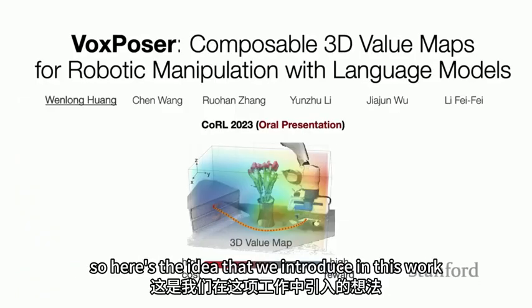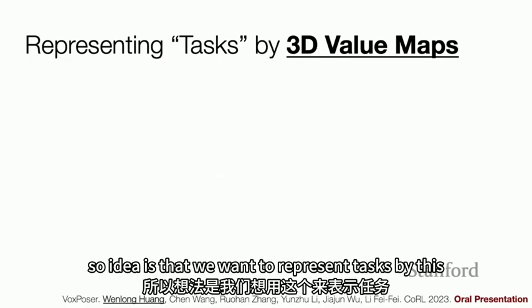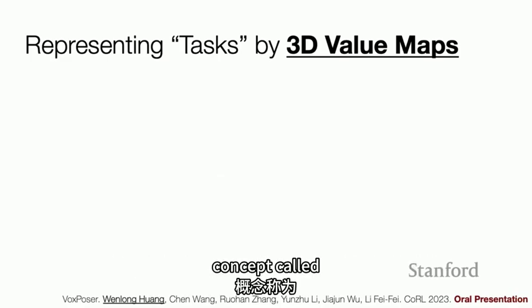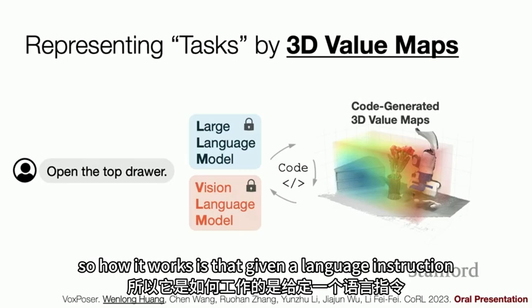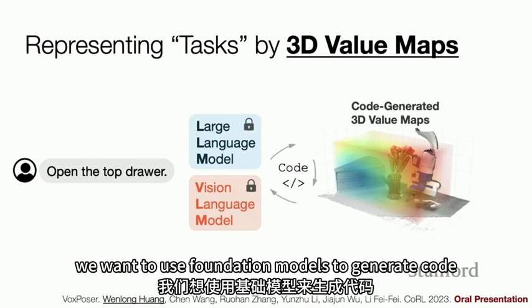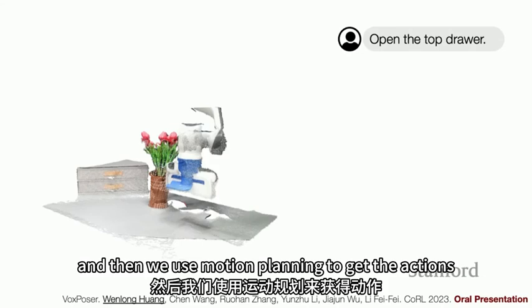Here's the idea that we introduced in this work called VoxPoser. The idea is that we want to represent tasks with a concept called 3D value maps. How it works is that given a natural language instruction, like open the top drawer, we use foundation models to generate code to iteratively construct this 3D value map. Then we use motion planning to get the actions.